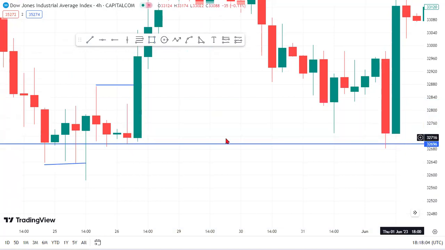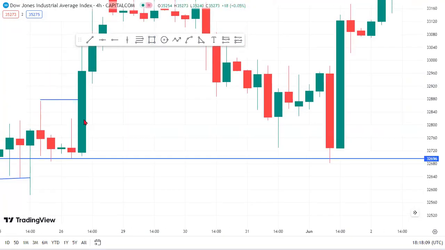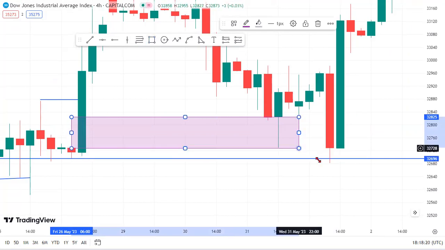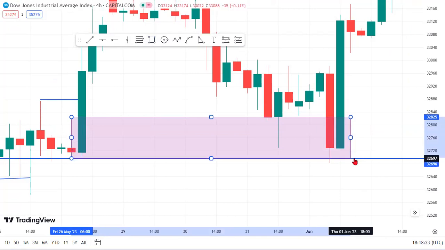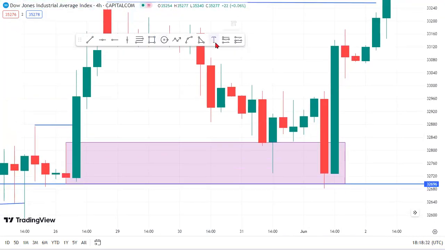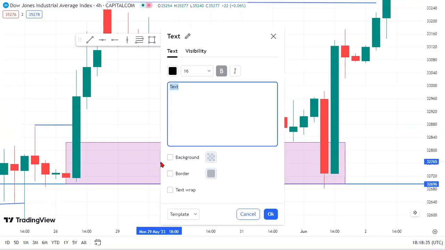Okay. Let me mark it again. So this is the candle that broke your high. And when you get to a smaller time frame, you get to modify this candle so that you can get a better entry. So we're marking this candle as a demand zone POI. POI stands for point of interest, right? So this is the point of interest.